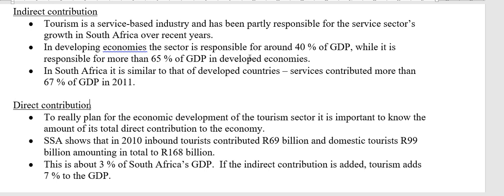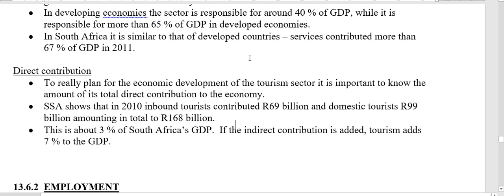All right, in terms of the direct contribution, to really plan for the development of the tourist industry, it is important that we know how big the tourist industry is. Now we need to be able to measure the direct contribution of tourism to the economy. Statistics South Africa shows us that in 2010, our inbound tourists, in other words, foreign tourists from other countries that come into South Africa to travel, contributed around 69 billion rand. And our domestic tourists, in other words, people traveling around in our own country, contributed about 99 billion. So in total, it was 168 billion, and that represented about 3% of the GDP.